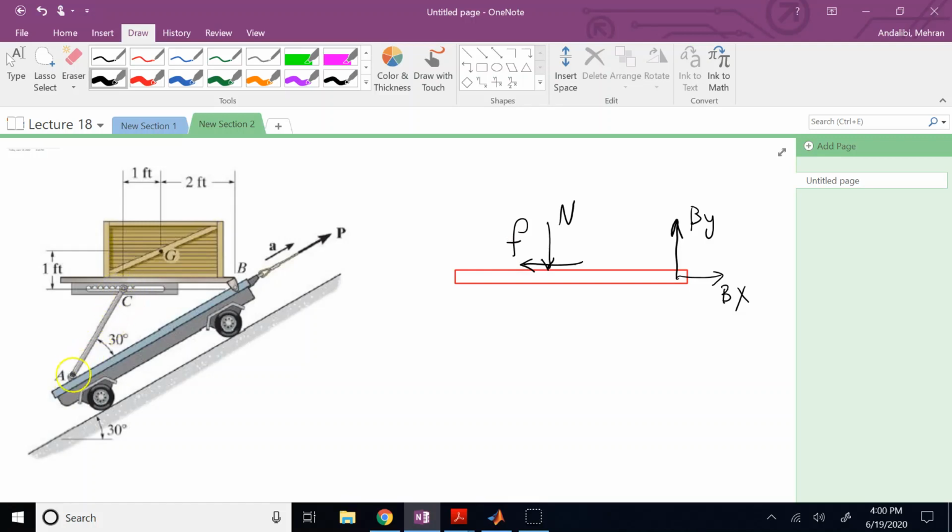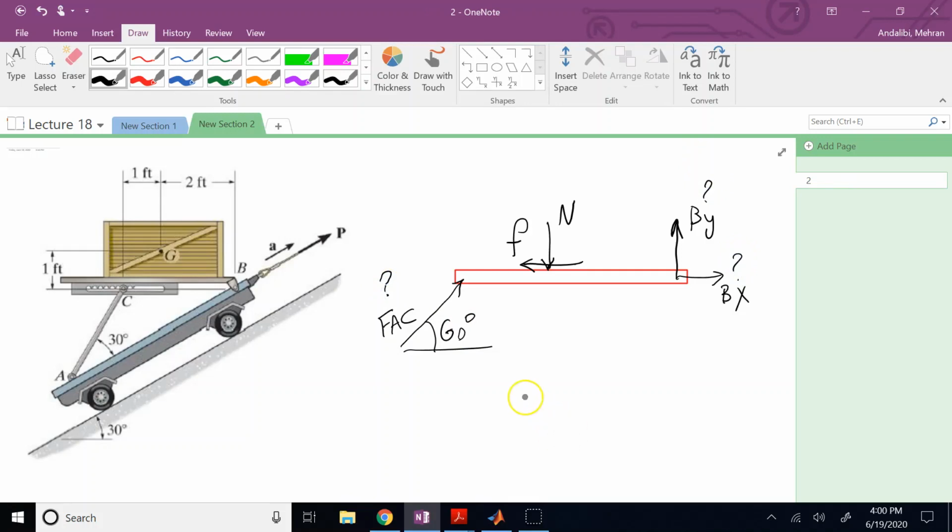Now this member AC is a two-force member. It doesn't have a considerable mass. So instead of showing two reactions at C, I only show one reaction at C, and I call this force FAC, where FAC is the internal force of that two-force member, and it has this angle, which is 30 degrees with respect to the incline, and the incline is 30 degrees, so this angle with respect to horizontal is 60 degrees. And this is an unknown force, and By is unknown, and Bx is unknown.